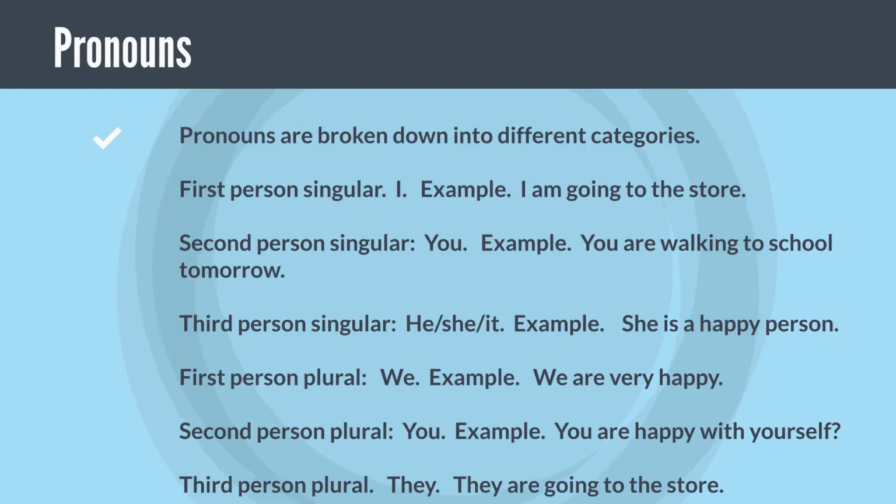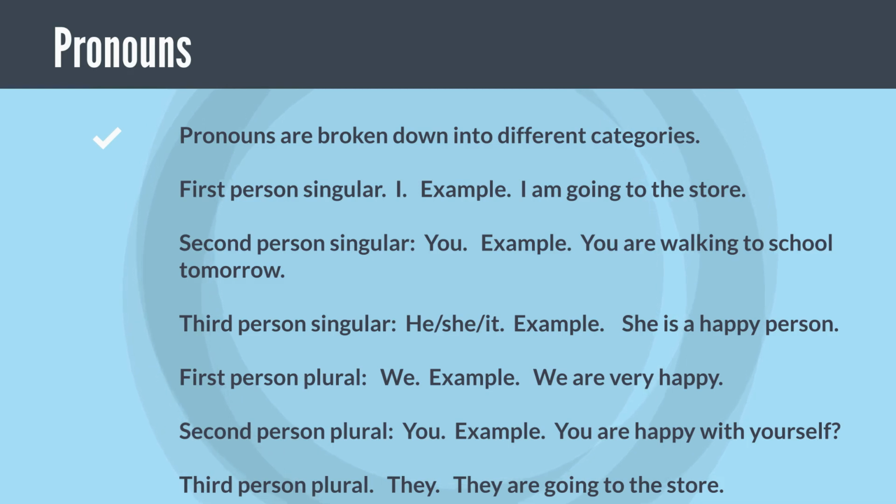Pronouns are broken down into different categories. First person singular, I. Example: I am going to the store. Second person singular, you. Example: You are walking to school tomorrow. Third person singular, he, she, it. Example: She is a happy person.